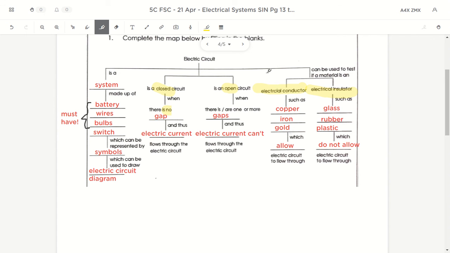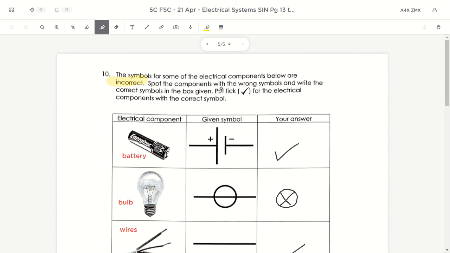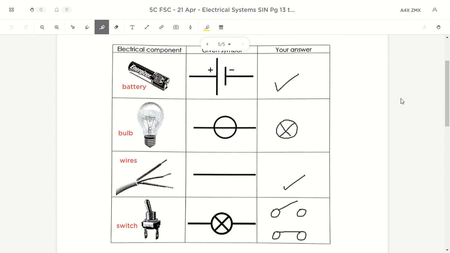Okay, let's go on. This is the end of the summary. There's still one more page for your homework yesterday. This is actually electric circuit unit 4, worksheet 1, page 4, question 10. Okay, some of these things are wrong, so this is what we are trying to do. We are trying to see whether it's correct, and if it's wrong, draw the correct one.